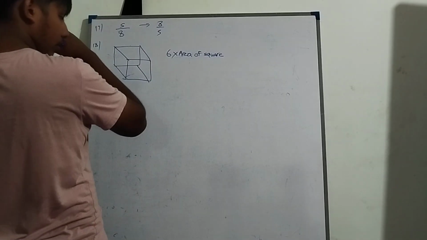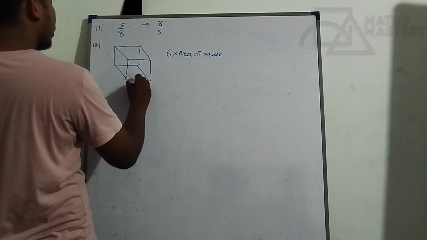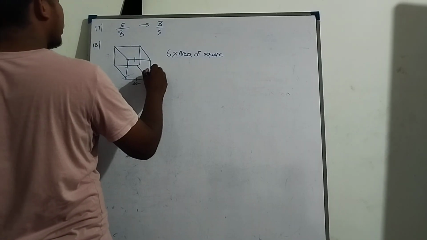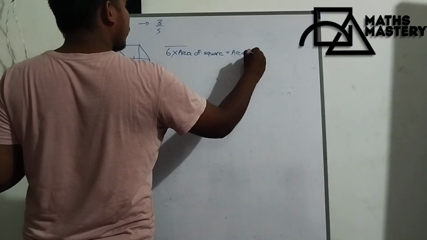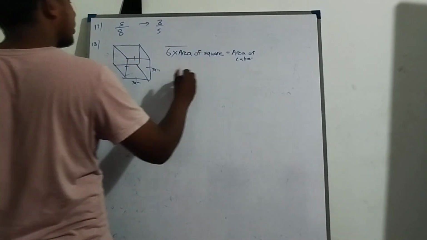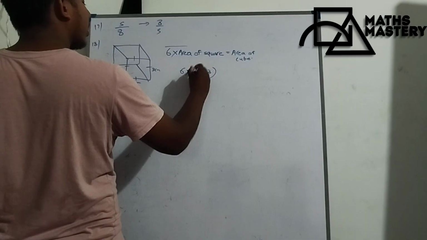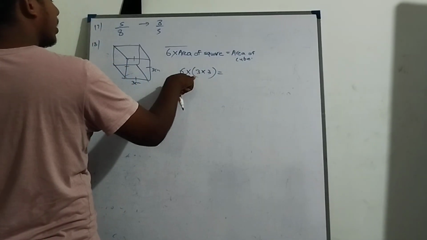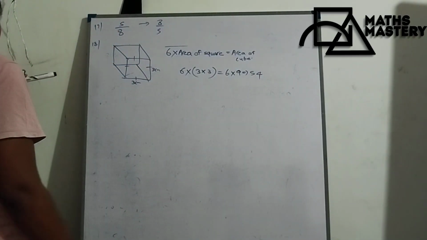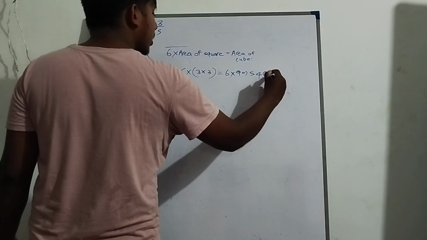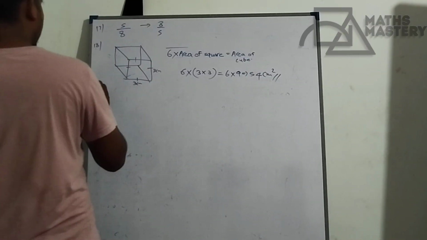So we know the area of a square. How to find it? They have given that one side is 3 centimeters. In a square, students, length and breadth are equal. So the area of the cube is 6 times the area of a square, 3 times 3. 3 times 3 is 9, and 6 times 9 is 54. Make sure this is an area, and they have given centimeters, so the answer is 54 centimeter square. Okay, let's go to question number 19.